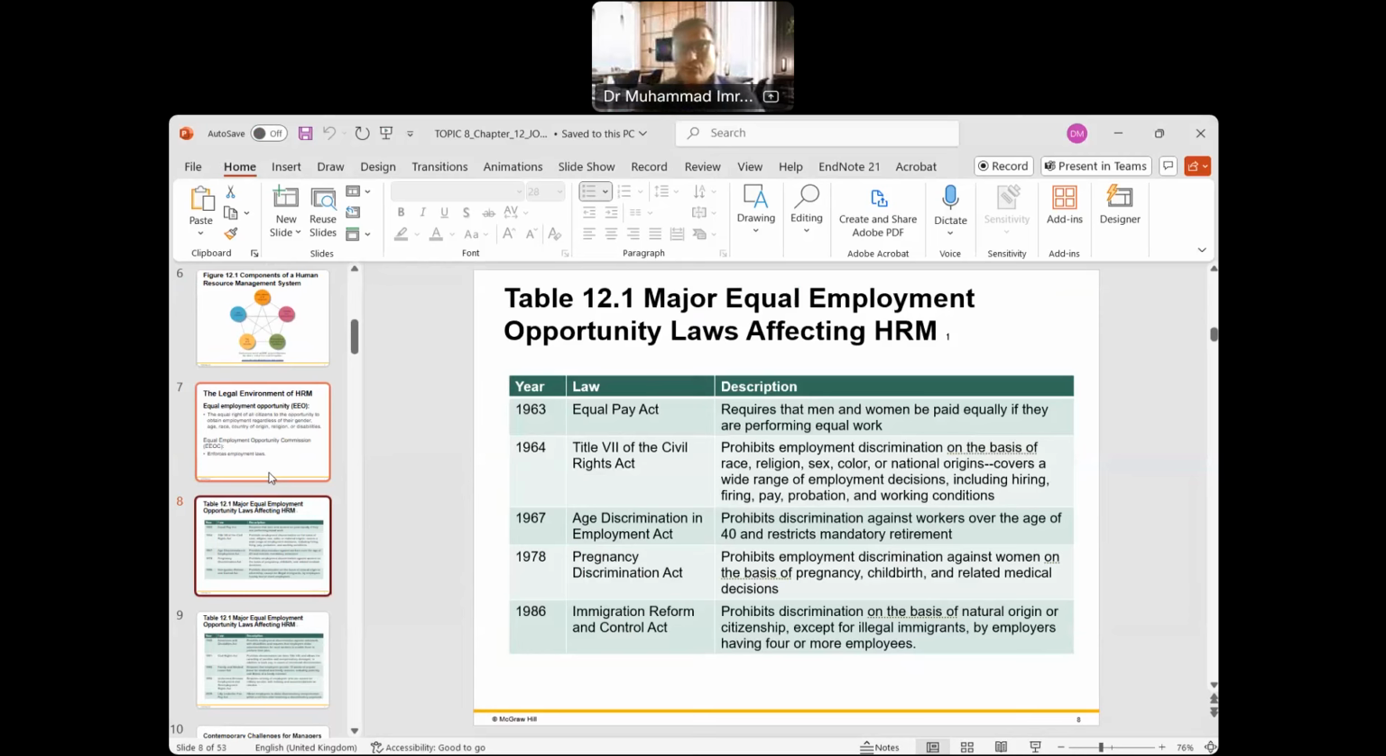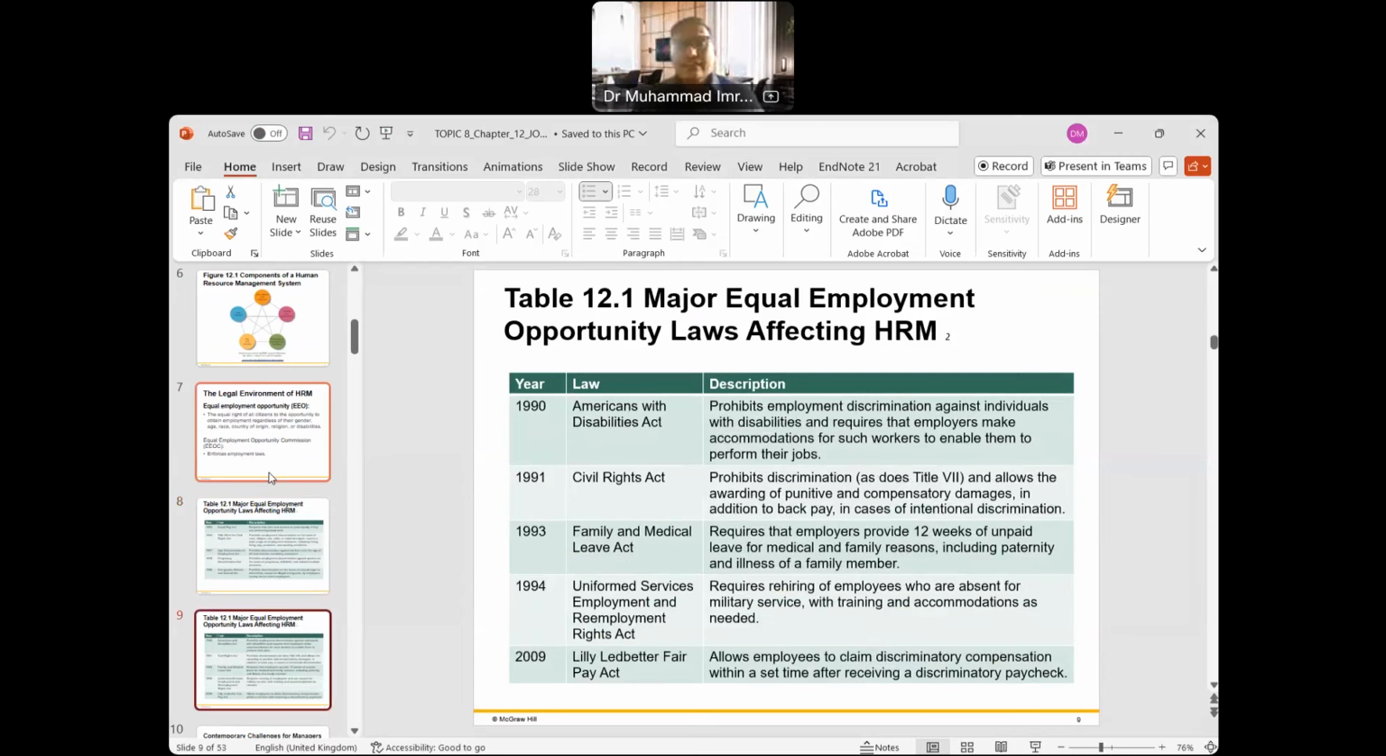The Immigration Reform and Control Act prohibits discrimination on the basis of national origin or citizenship. There should not be discrimination against international labor as well, I mean foreigners, expats. Except for illegals, yes, if they are illegal, you must take strict action.